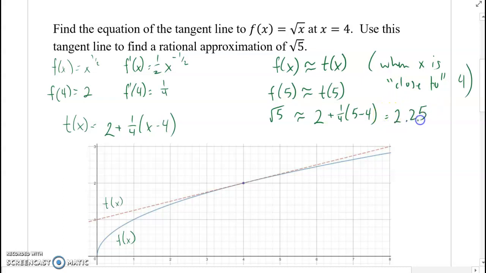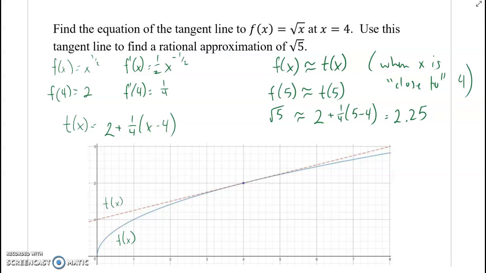So we find that the irrational value of the square root of 5 can be approximated by the very rational value, 2.25. I'm not sure if numbers can be more rational than other numbers. Either you're rational or you're not. But anyway, how good an approximation is that? Well, let's take a look.